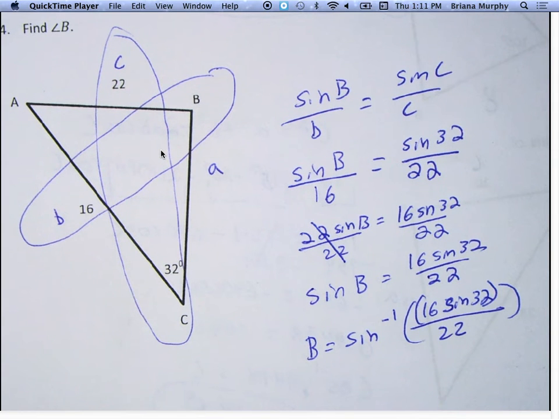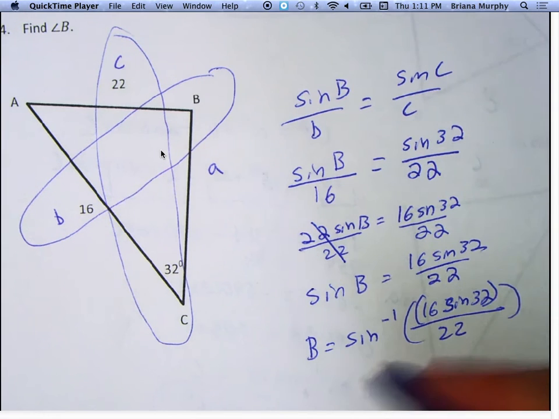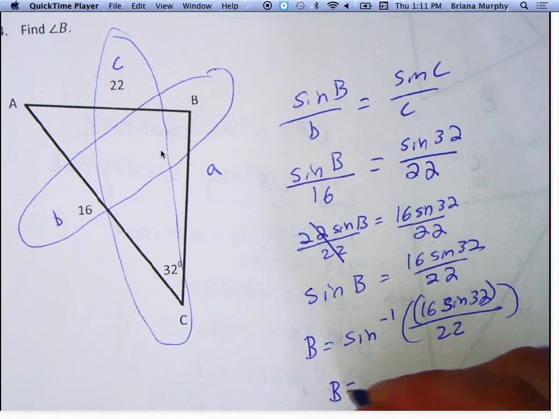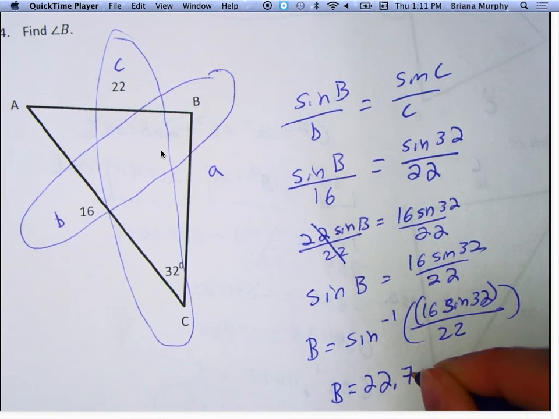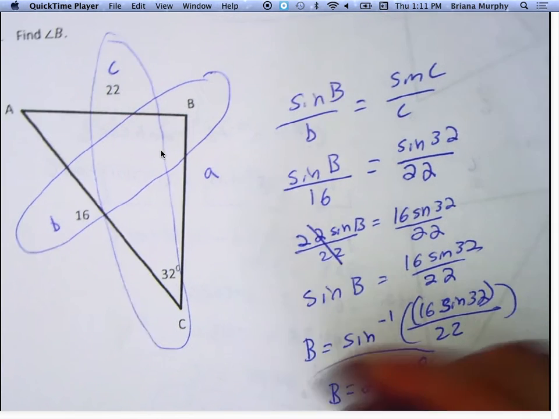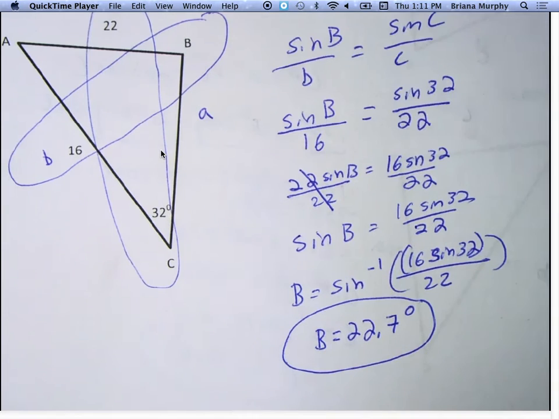So I hit the trig button, inverse sine. I like to make it into a fraction by hitting control divide. 16 sine 32 divided by 22. And I get B equals 22.7, because I'm rounding, degrees. How are we doing?